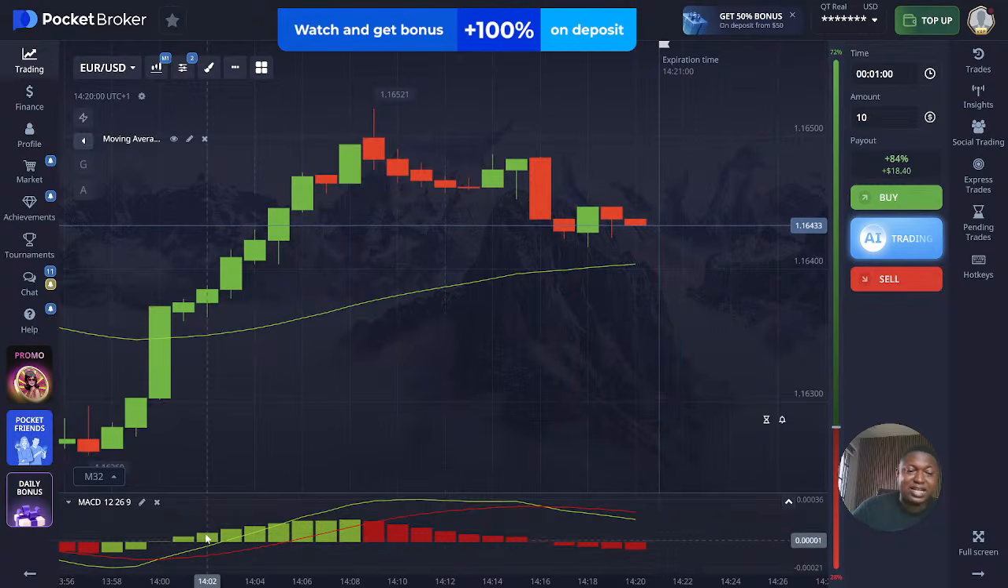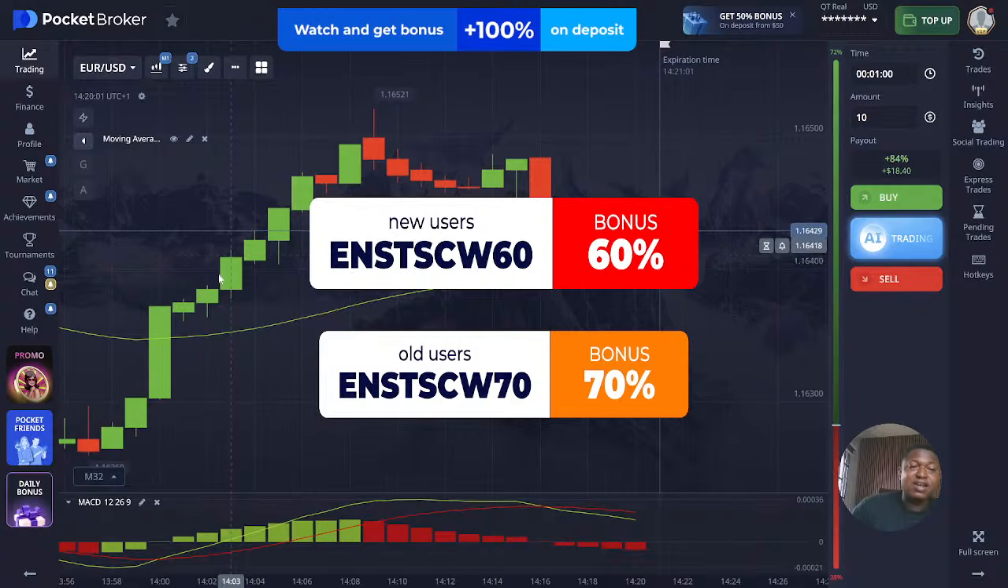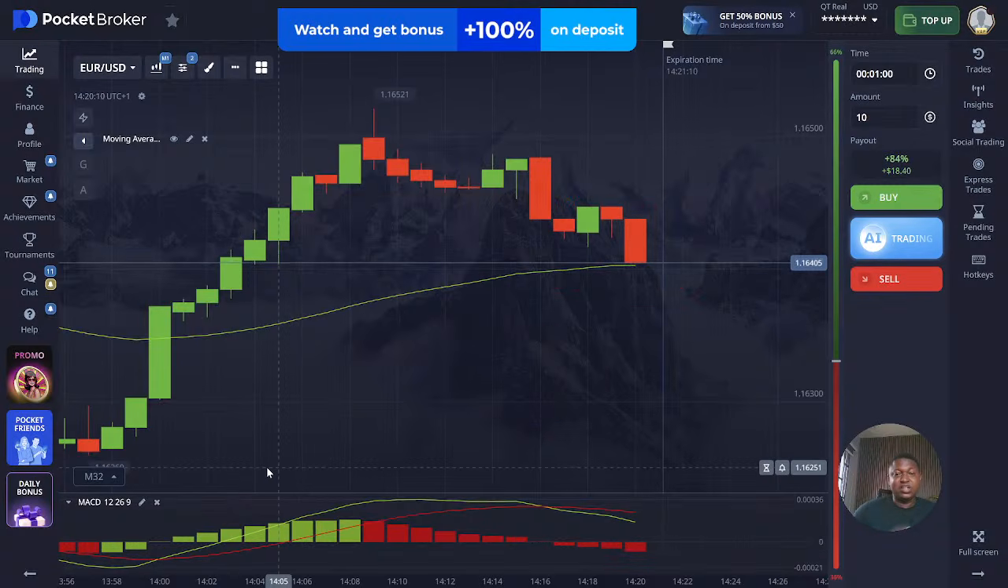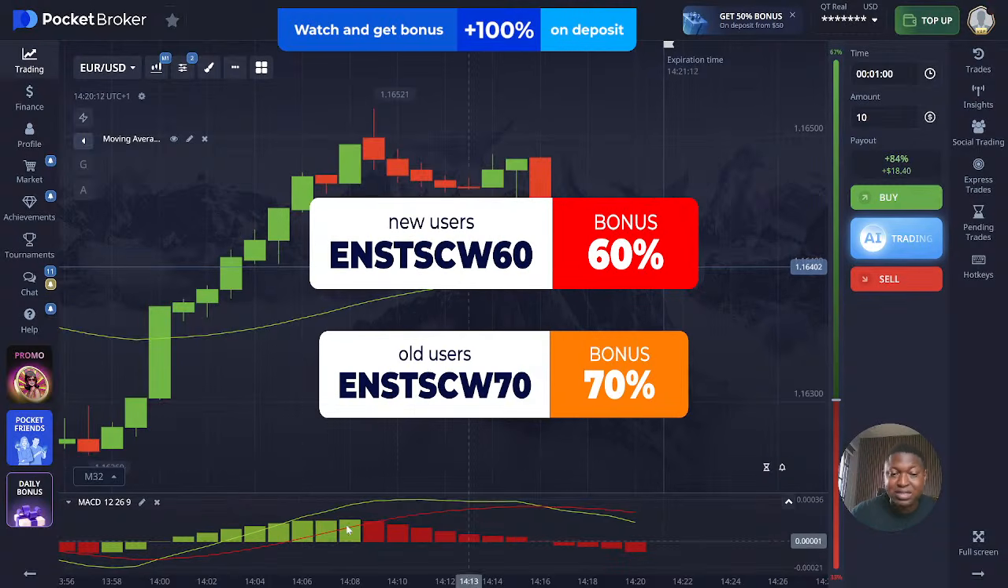If there's one green bar, there's another green bar, and the price chart is showing green, then you can take a buy. That means you are making money. So that is basically how to trade with just the MACD bars alone.